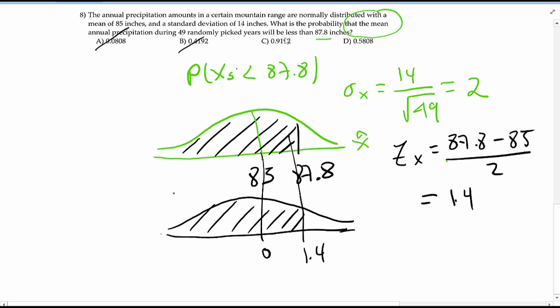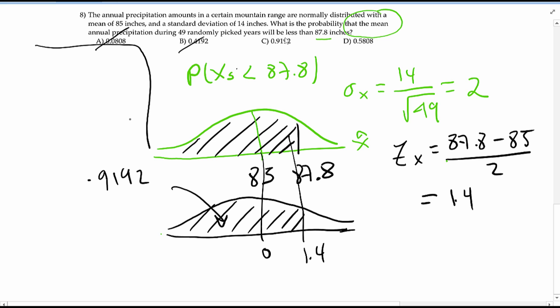91.92. So this area corresponds to 91.92, about 92% of the values. So what percentage of the values? What percentage of sample means? What percentage of samples? So let's write this down so we understand what we did.